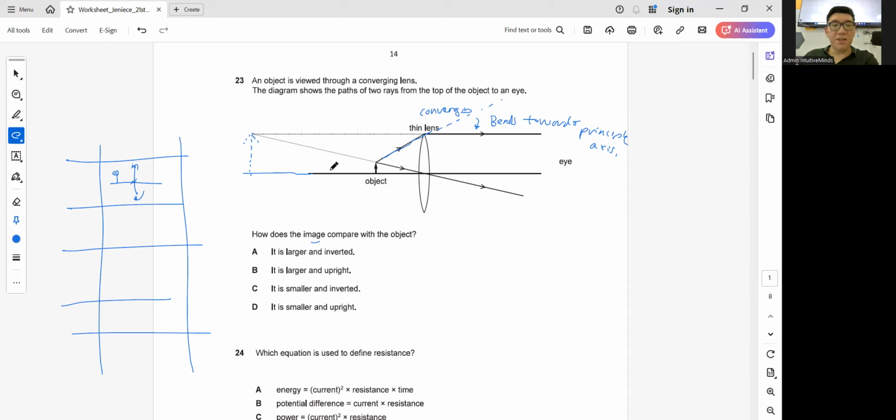So what is this actually? If you see dotted lines, these are virtual rays, which means the image is virtual. Secondly, it is upright. And thirdly, it is bigger or magnified. So B will be the right answer. Okay, and what's the application for this? Magnifying glass.